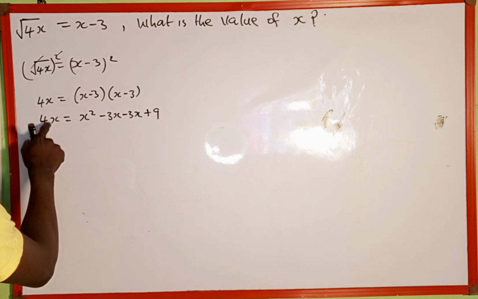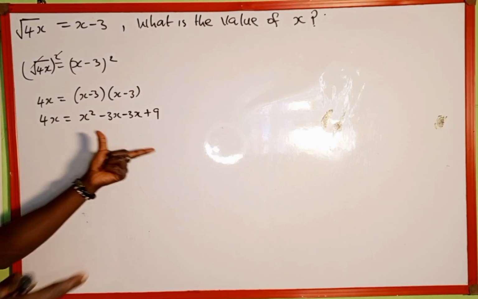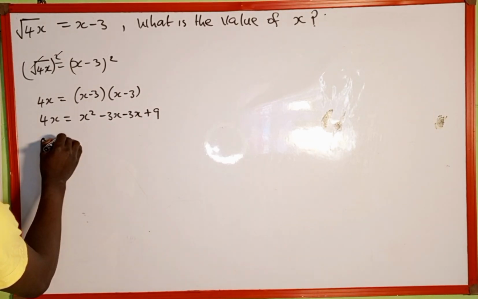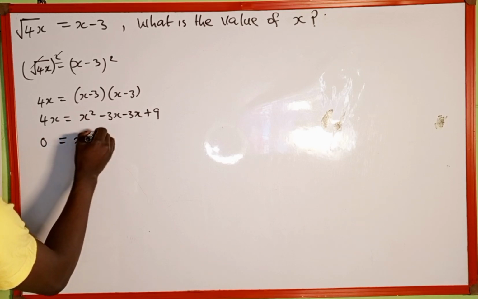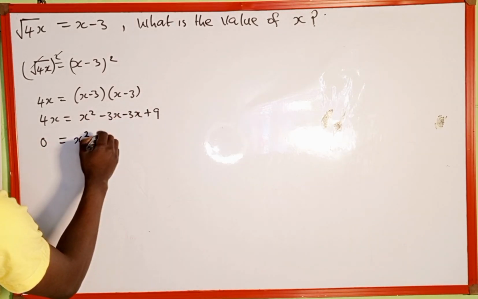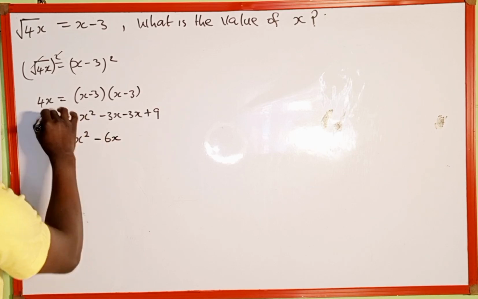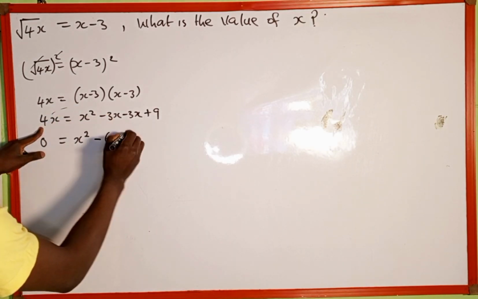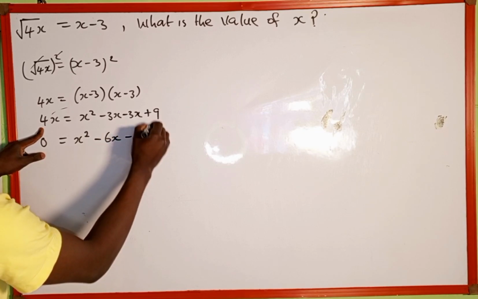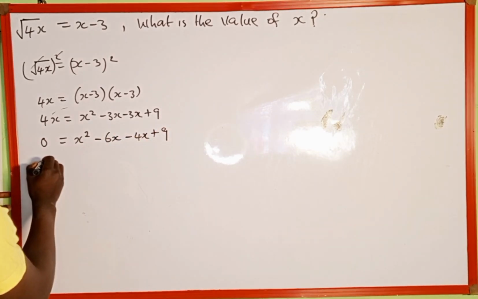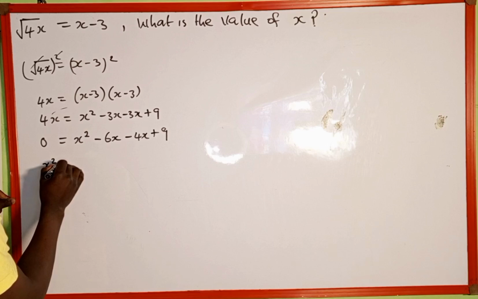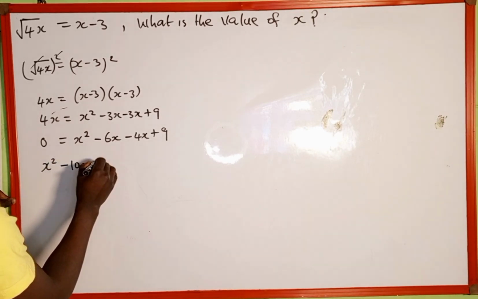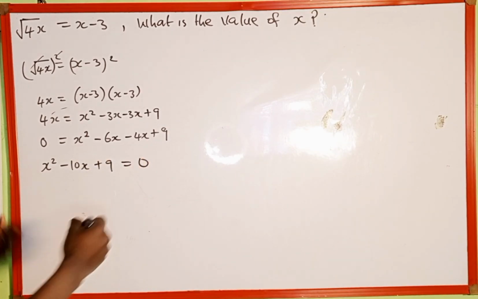So we're going to take this 4x to the right hand side of the equation. So this is going to be what? 0. Here will be empty. Is equal to x to power 2 minus 3x minus 3x is going to give us minus 6x. Then we take this 4x to the right hand side. This is positive. When it crosses this equality sign, it becomes negative 4x, then plus this constant 9. So this is going to be what? x to power 2 minus 6x minus 4x is going to give us minus 10x, then plus 9 is equal to 0. What do you notice here?